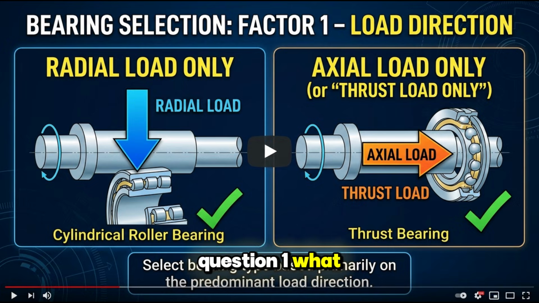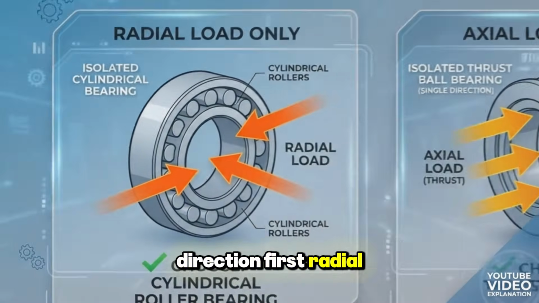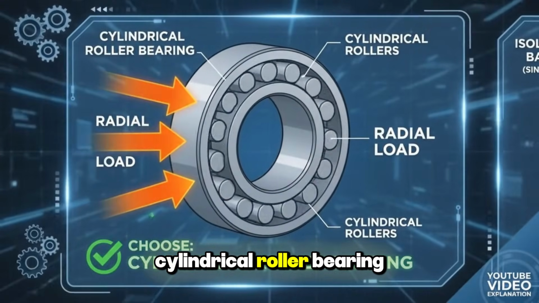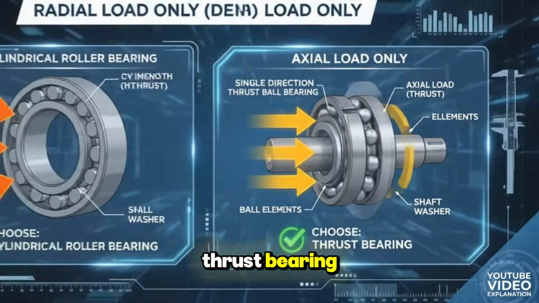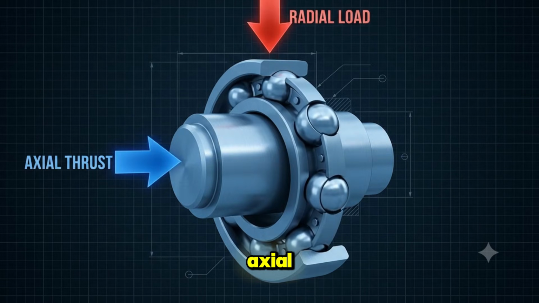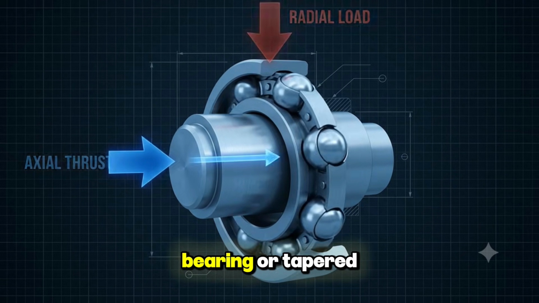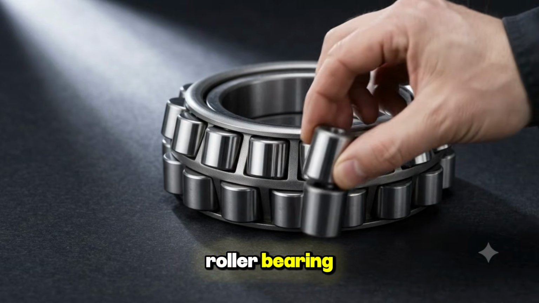Question 1. What load does this bearing carry? Direction first. Radial load only, cylindrical roller bearing. Axial load only, thrust bearing. Combined radial and axial, deep groove ball bearing or tapered roller bearing.